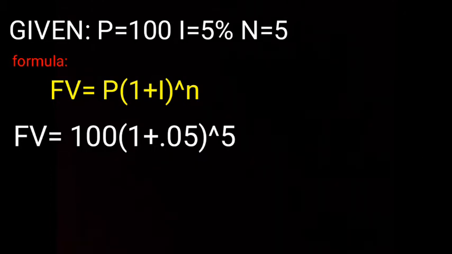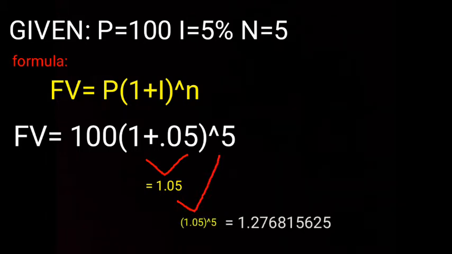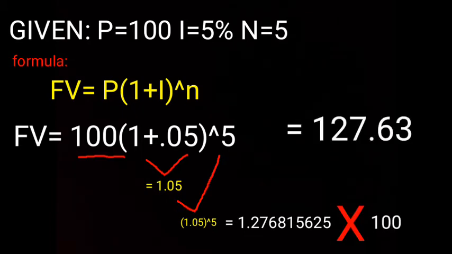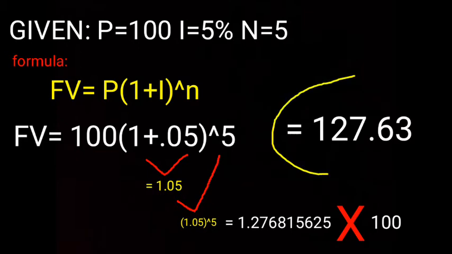Now let's proceed to the computation. 1 plus 0.05 is equal to 1.05. Then 1.05 raised to 5 is equal to 1.2768. 1.2768 times 100 is equal to 127.63.